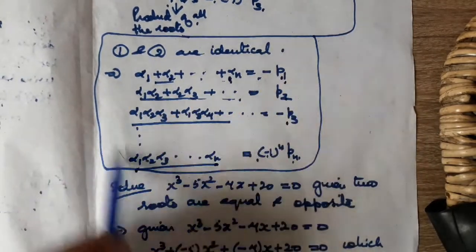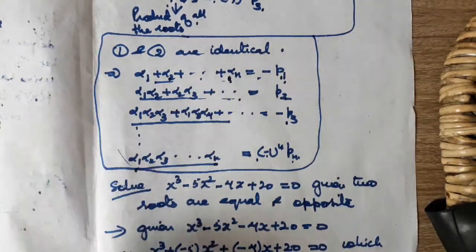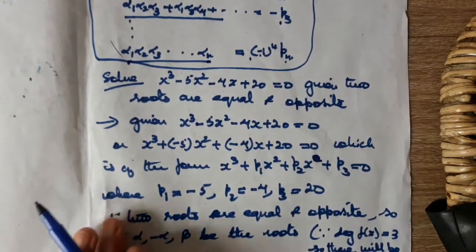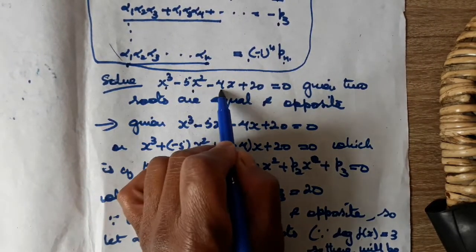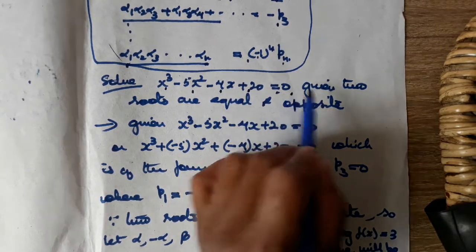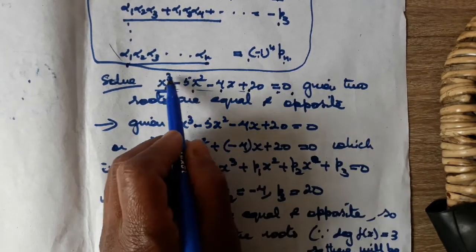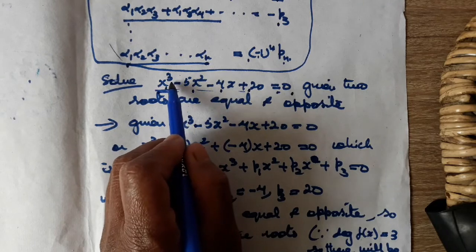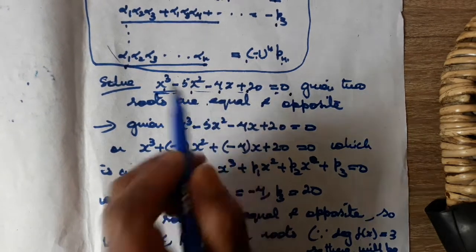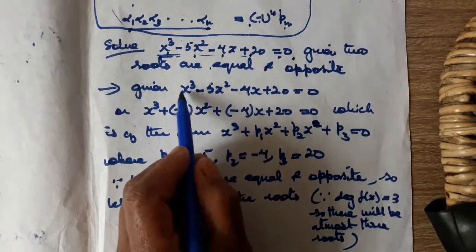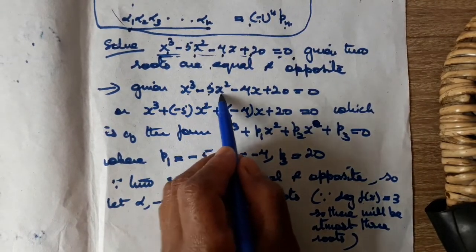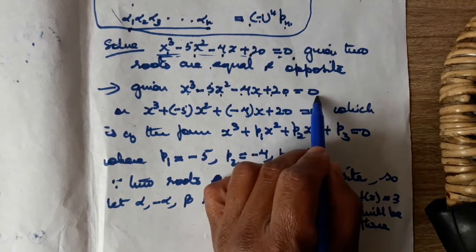With the help of this, I'm going to show you one example of how to solve this polynomial: x cubed minus 5x squared minus 4x plus 20 equals 0, given that 2 of its roots are equal but opposite in sign. Since it is of degree 3, there will be at most 3 roots. So you have here x cubed minus 5x squared minus 4x plus 20 equals 0 as the given polynomial equation.